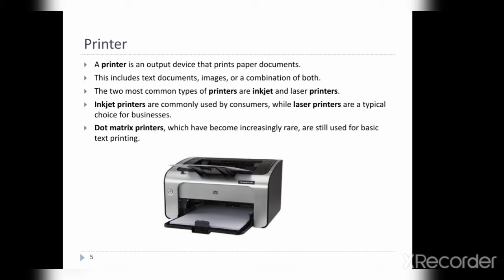So these are the inkjet printer, laser printer and dot matrix printer. These are the types of printers.